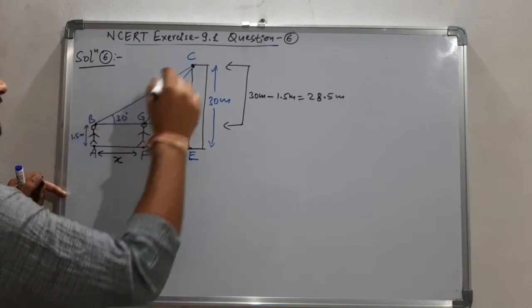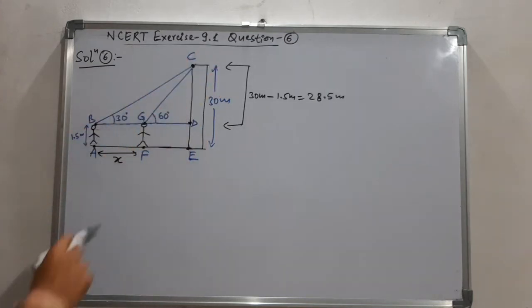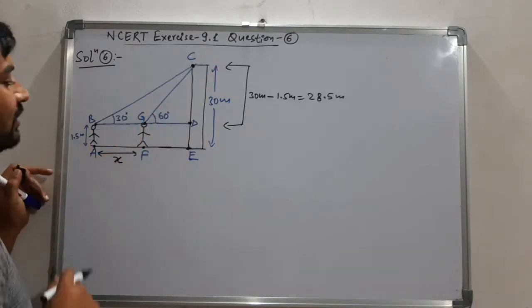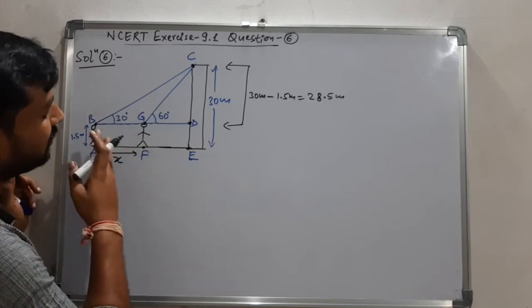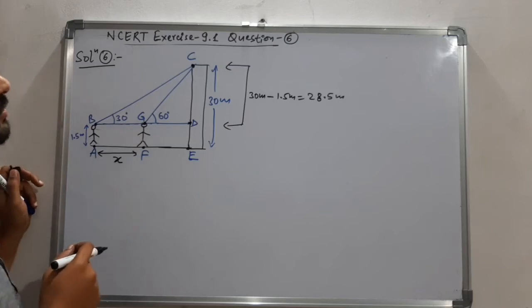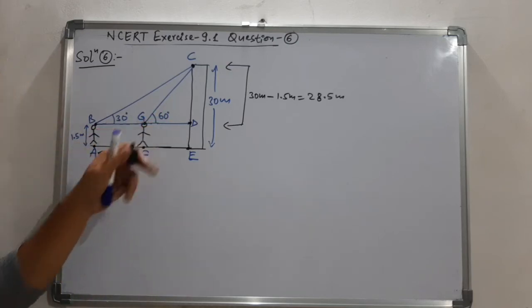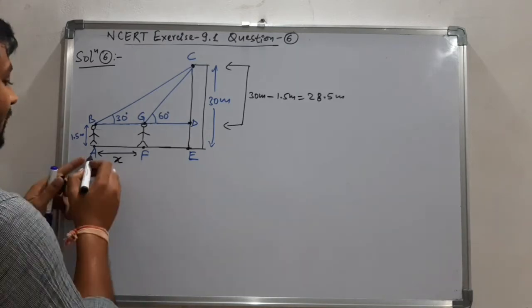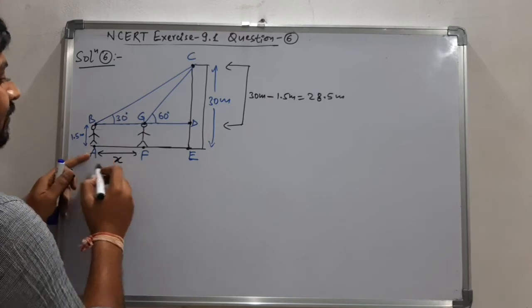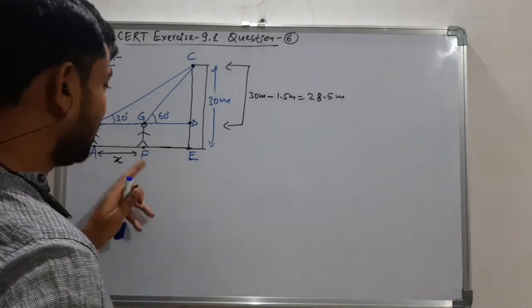Initially the angle of inclination for this top of the building was 30 degrees from his eyes, and once he moved some distance, the angle of inclination now becomes 60 degrees. We have to calculate the distance which he moved so that the angle of inclination changes from 30 degree to 60 degree. So here we can assume that initially he was at a point A and then he came to point F.